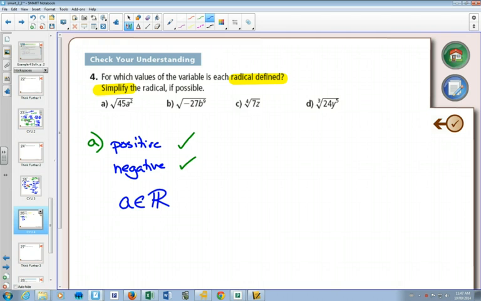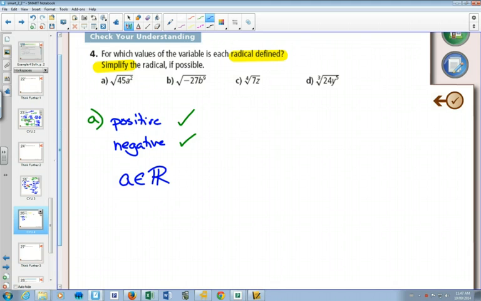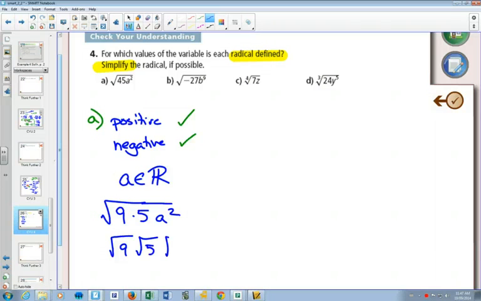Now, when we go to simplify this, we'll simplify the number, and then we'll simplify the variables. Okay? We're looking at square roots. So with the number, we look at our powers chart and powers of 2. Is there a power of 2 that divides 45? 4, 9, 16. Do any of those divide 45? Yes. 45 is 9 times 5. So basically what I have is the square root of 9 times the square root of 5 times the square root of a squared.